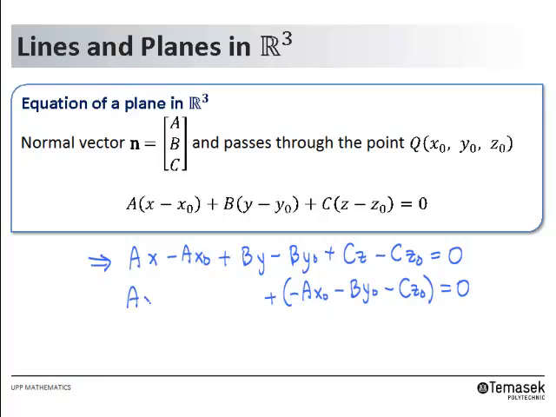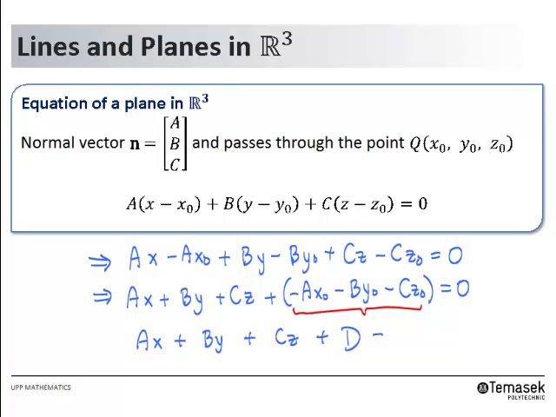And we write the rest of the terms, ax plus by plus cz. Now we observe that this is just a constant, which we can call d. So we have ax plus by plus cz plus d equals 0. This is the standard form of a plane in R3. Notice that the coefficients of x, y, and z are the components of the normal vector n.